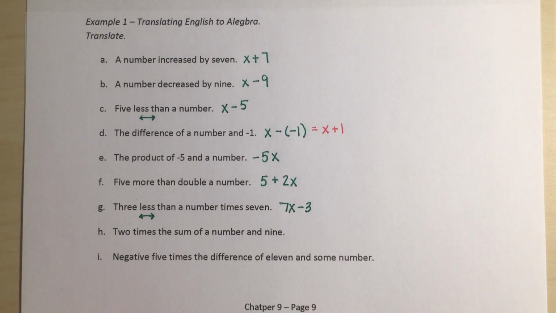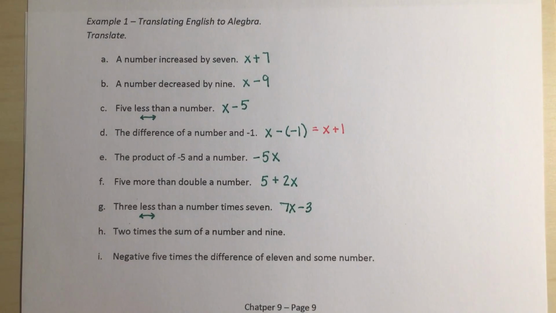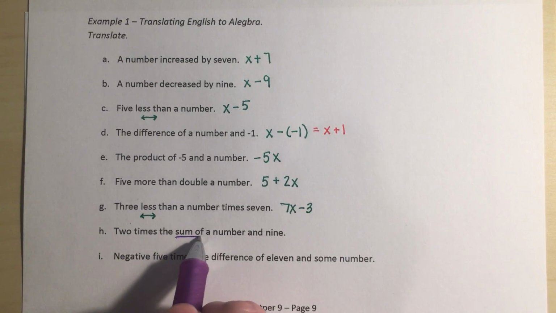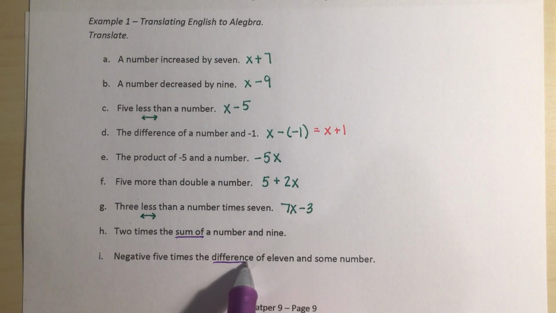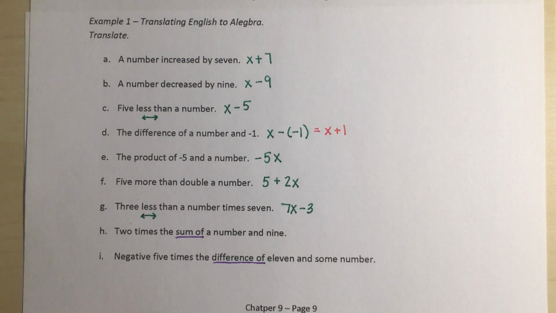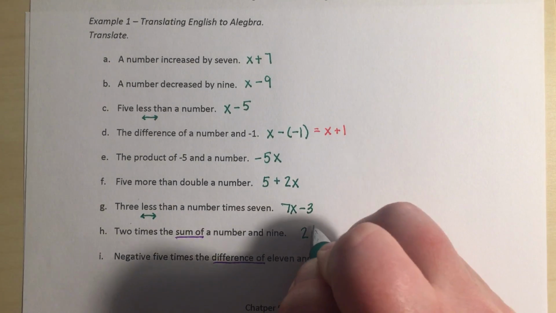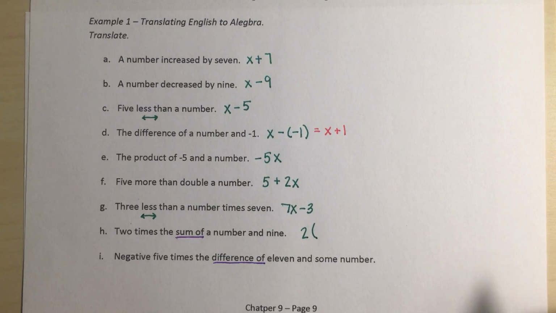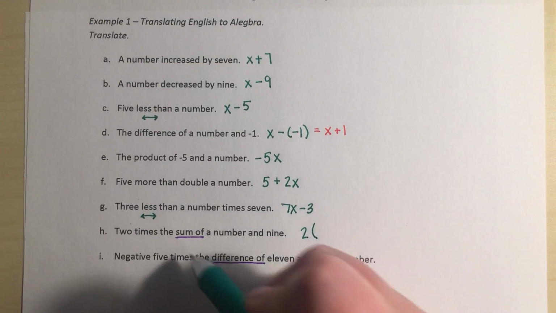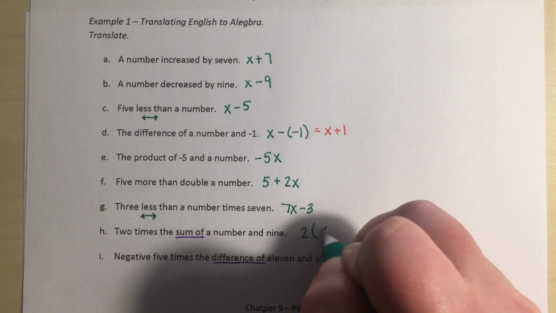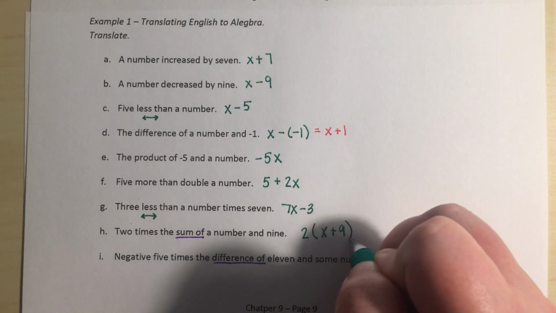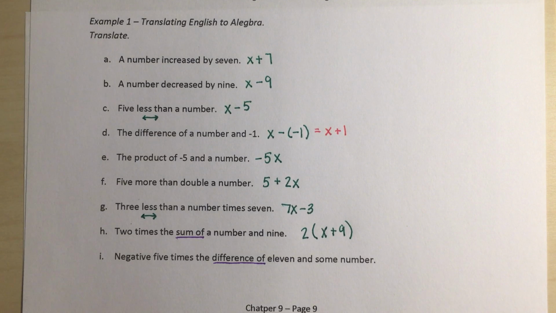All right, for H and I, notice that we see the sum of and difference of. Right? So not just the word sum or difference, sum of or difference of, which means we're going to use parentheses. 2 times the sum of a number and 9. So our 2 is going to go out front. Inside our parentheses is going to go our number and 9. Since we see the word sum, we're going to put a plus sign in there. So we get 2 times x plus 9.